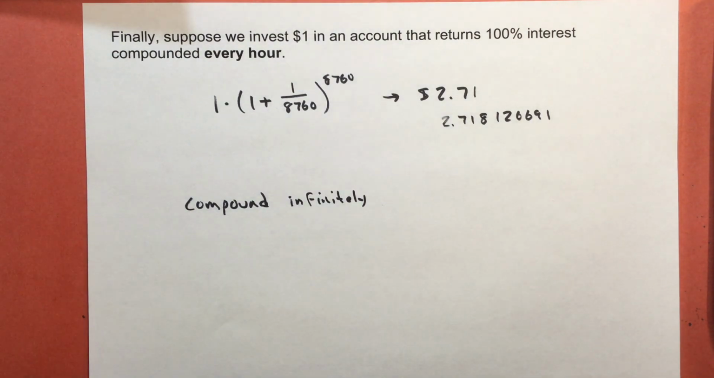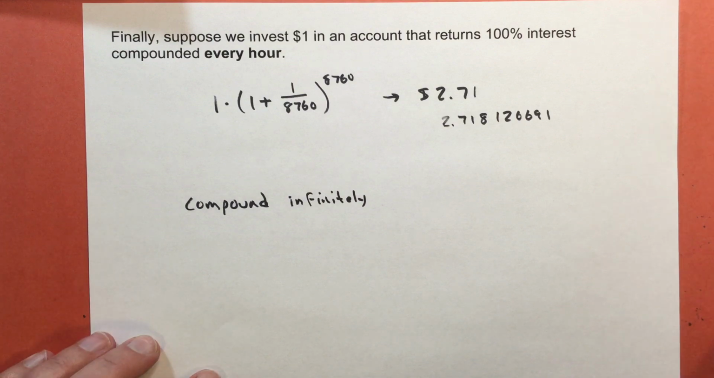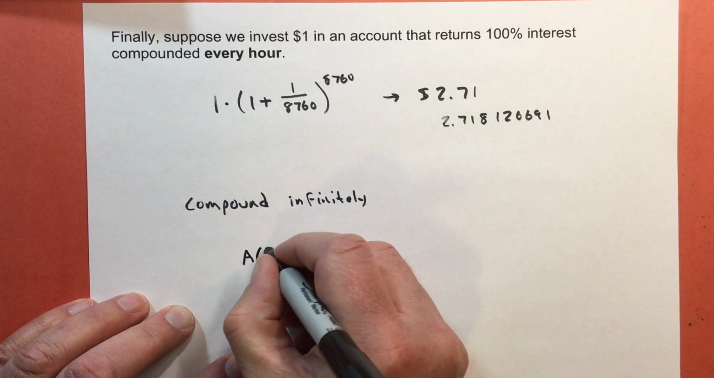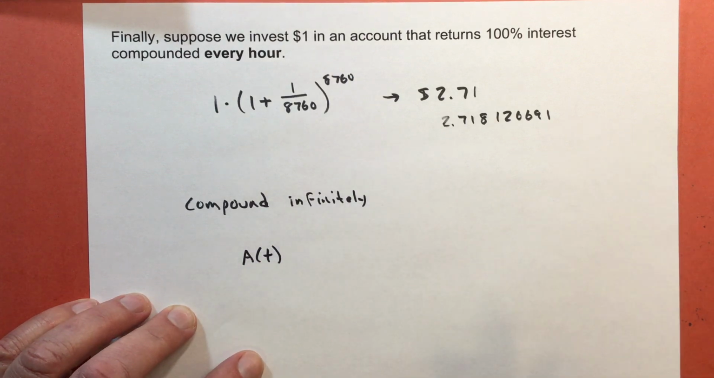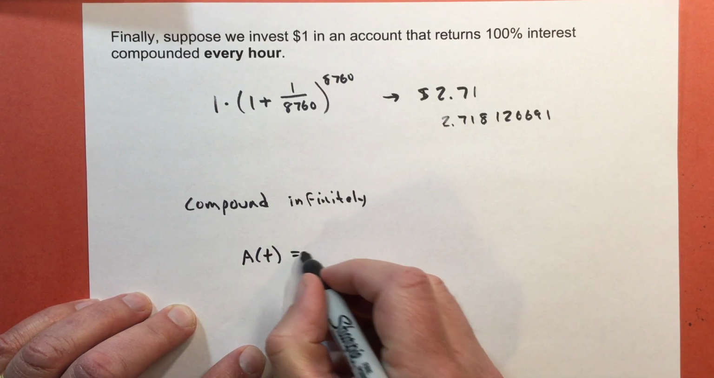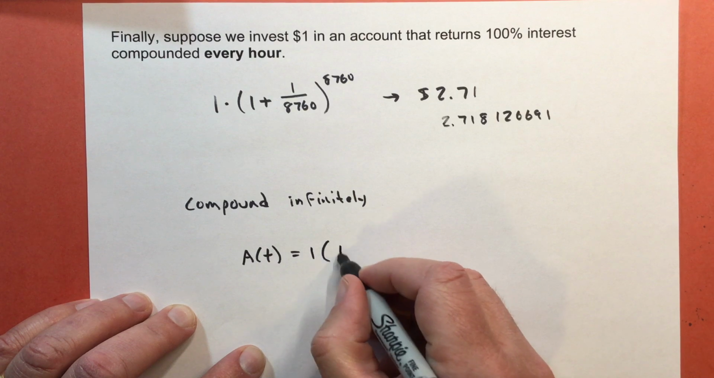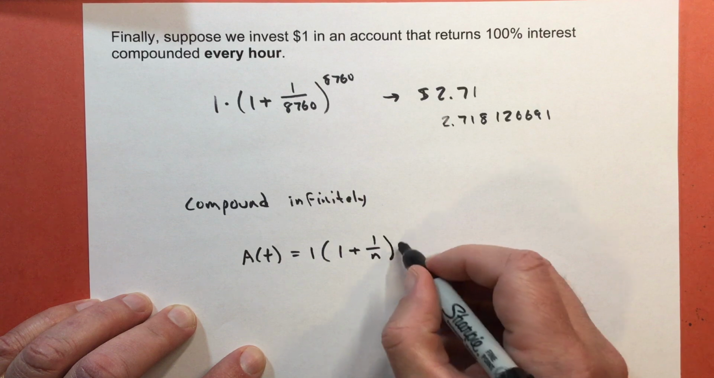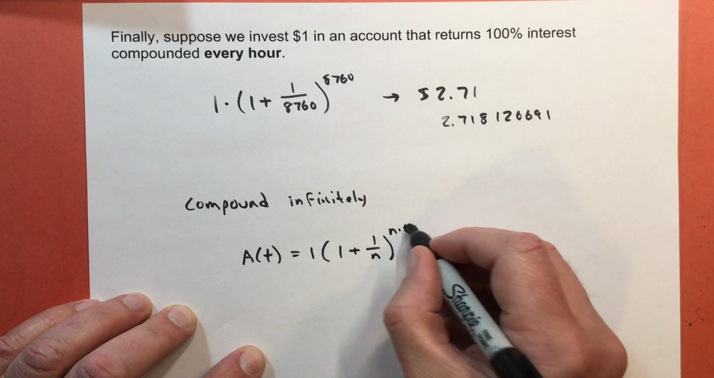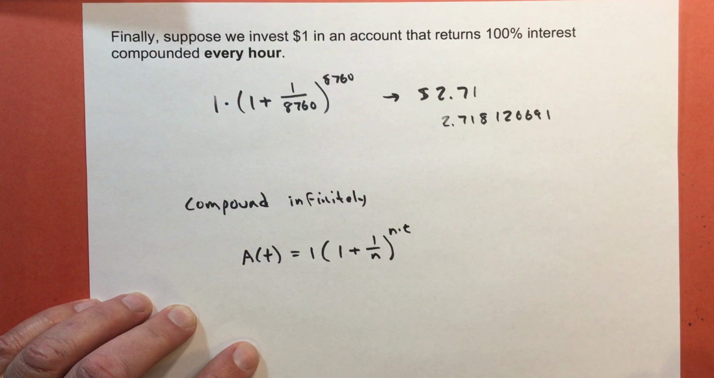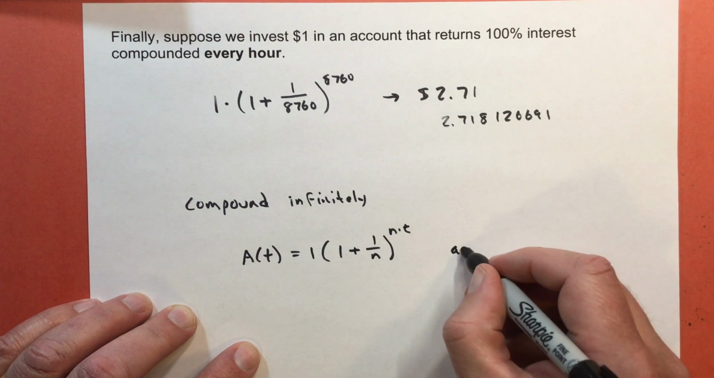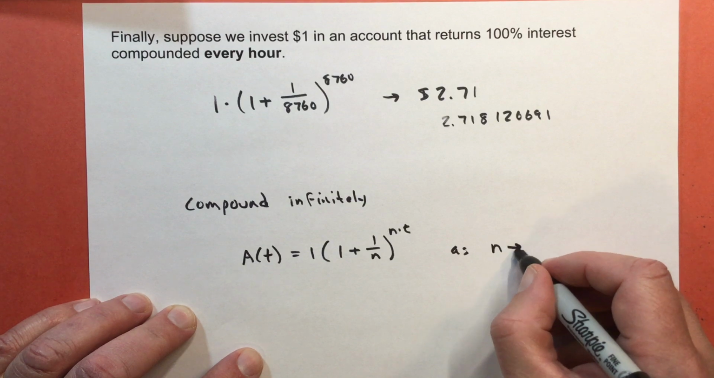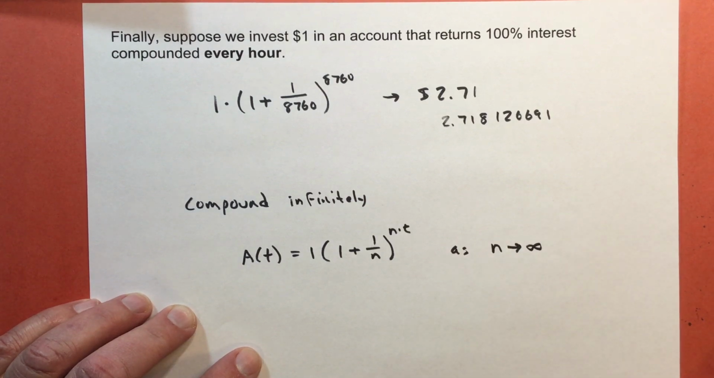And of course, infinite is a hard idea to talk about. But if I compound this infinitely, then the amount at time t, and I still want to talk about t, right? Is going to be 1 times 1 plus 1 over n to the n times t power, as, and this is calculus, n approaches infinity. That's how we write it.